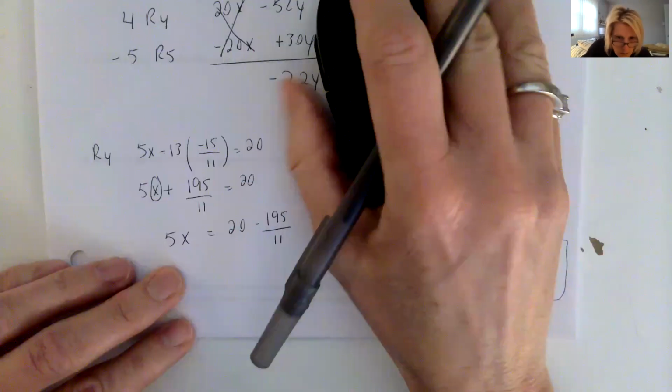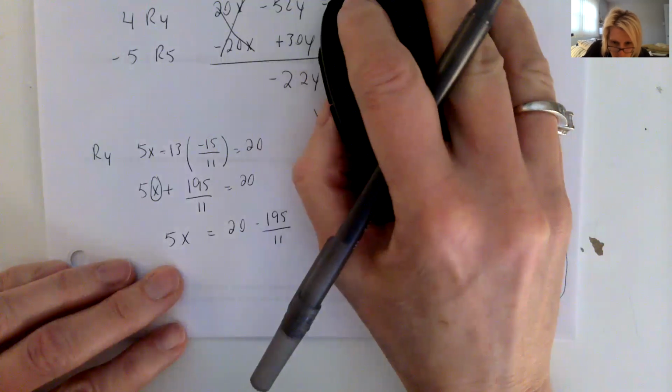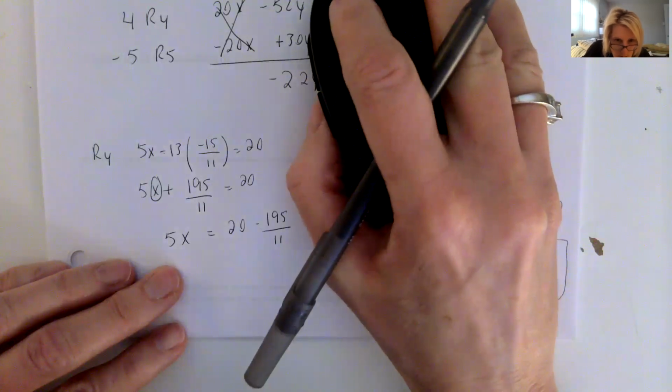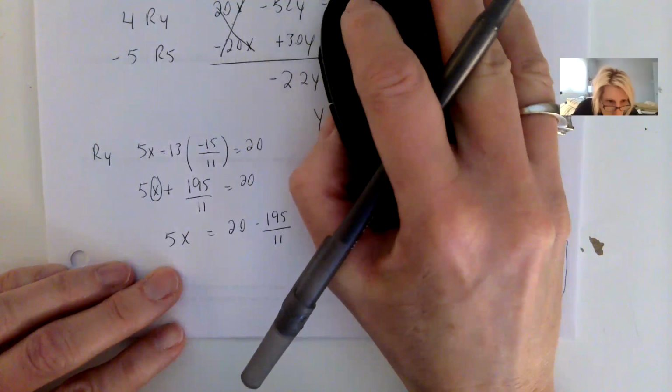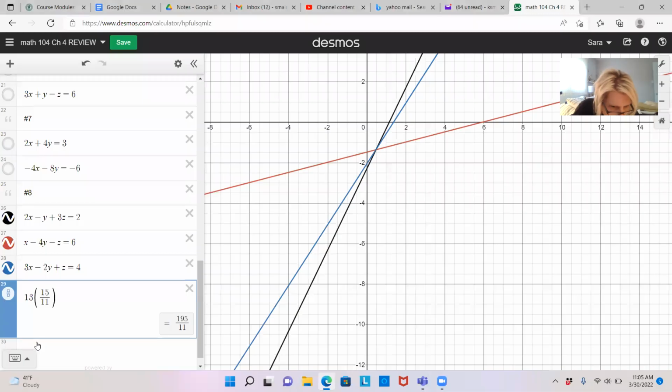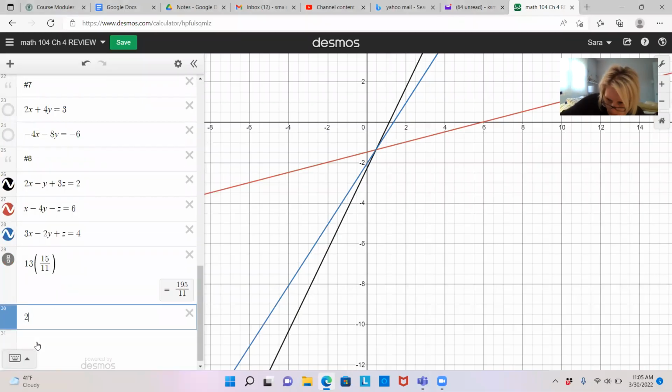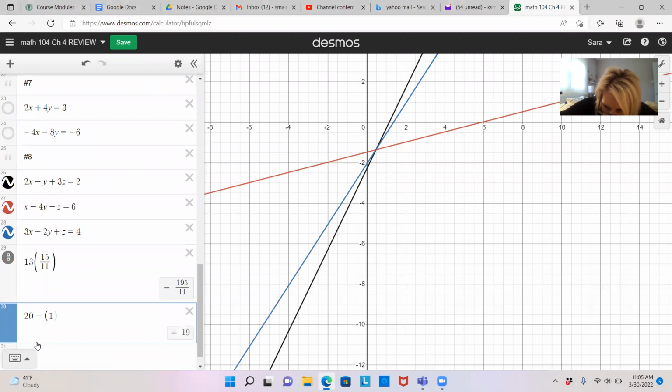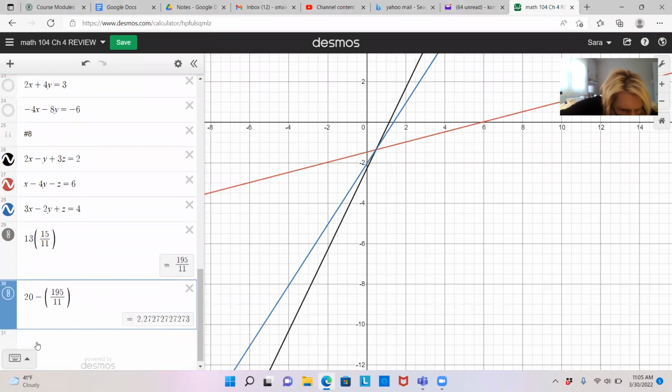Okay, so 20 minus 195/11. Let's go back to Desmos so that you can see my work because these are tricky. 20 minus, in parentheses, 195/11. Okay, and we get, let's just see if that's an even fraction. Okay, it is 25/11. We'll take it.